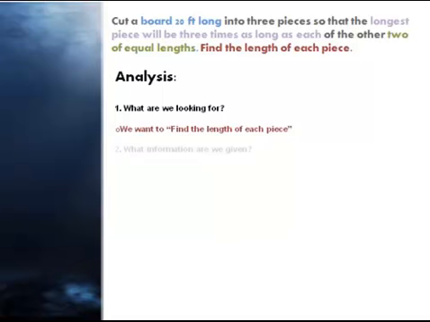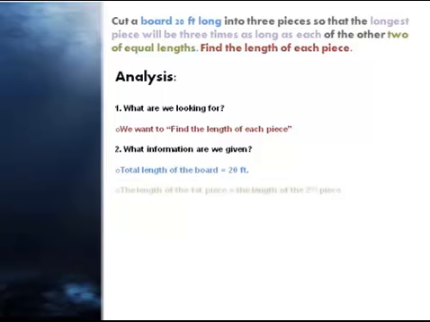Second question, what information are we given? We are told that the total length of the board equals 20 feet. We are also told that the length of the first piece equals the length of the second piece. And we are also told that the length of the third piece equals 3 times the length of the first or second piece.